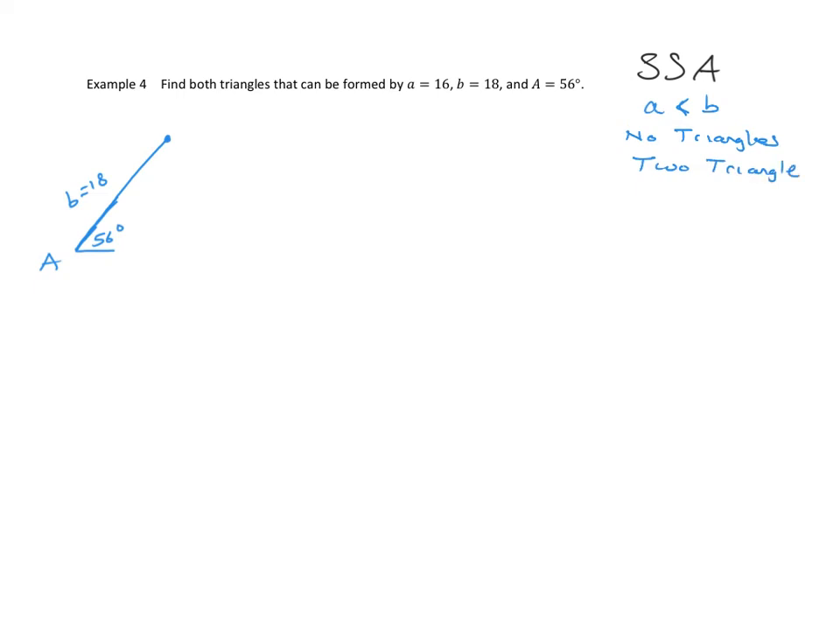Okay, let's see which of those two categories this falls in. I'm going to figure out the distance h here. So I'm going to extend side C and think about what this distance h is. Again, we have that sine of A is equal to h over b. If I multiply b to the other side, I get b times sine of A is equal to h. I'll plug 18 in for b and 56 in for A. Going to my calculator, 18 times sine of 56 is 14.9.